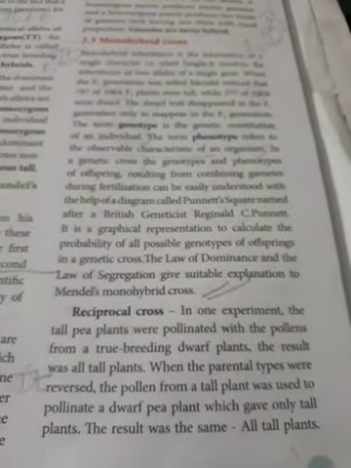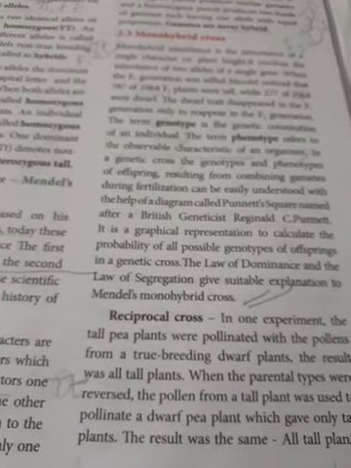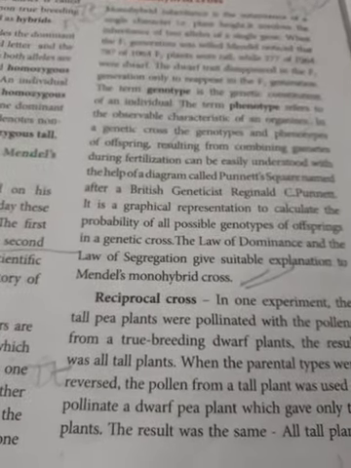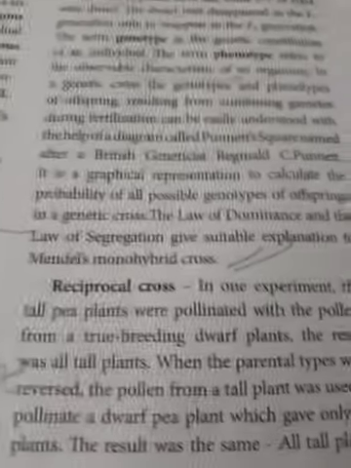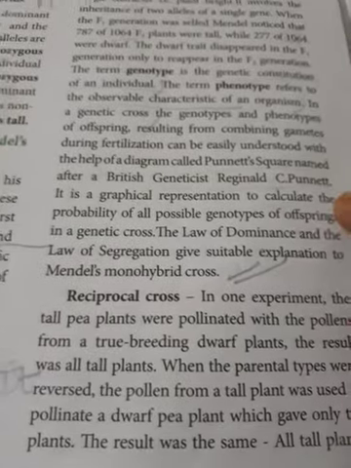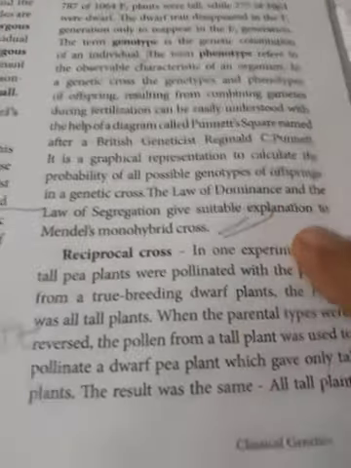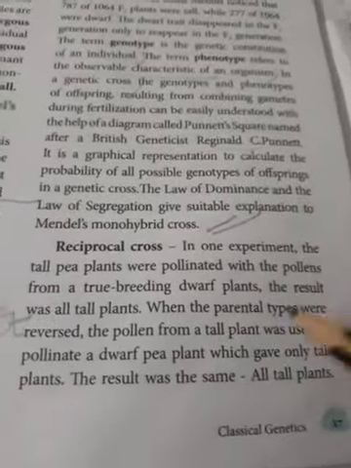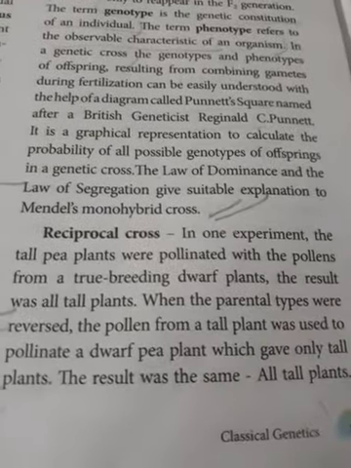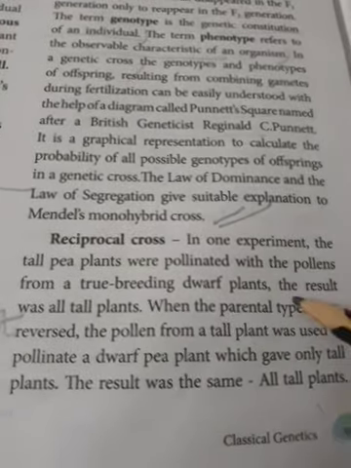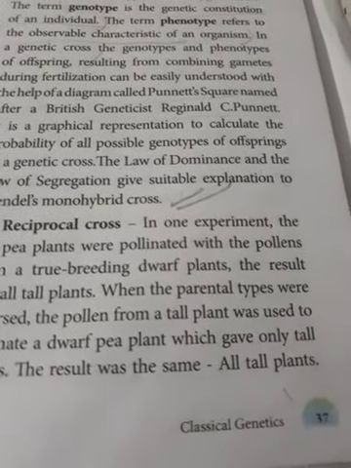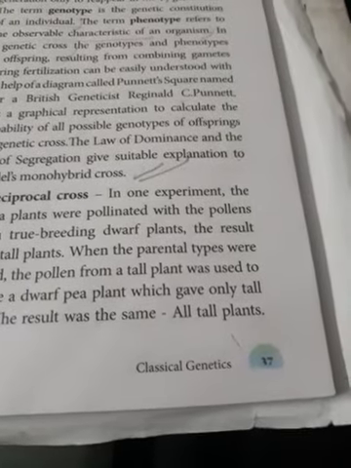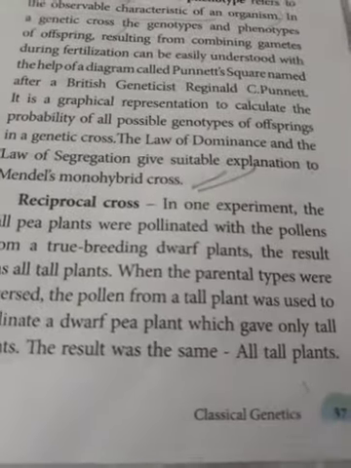Now the next part we are going to discuss is the reciprocal cross. What do you mean by reciprocal cross? A cross will be made between two plants and vice versa. Suppose he made the cross between the tall plant and the dwarf plant. The tall plant was the male one and the dwarf plant was the female one. When he made the cross, he got the F1 progeny, F1 hybrid, and all the plants were tall.